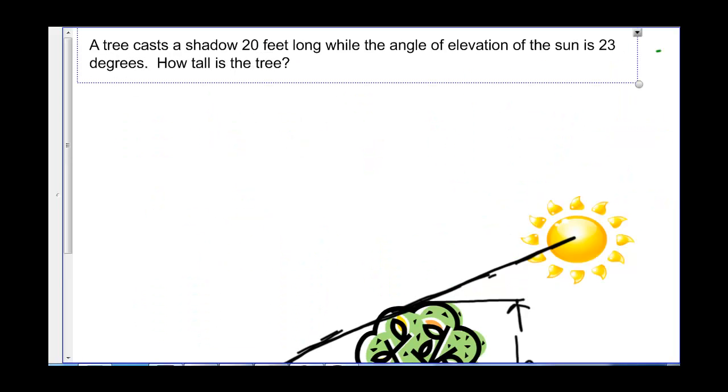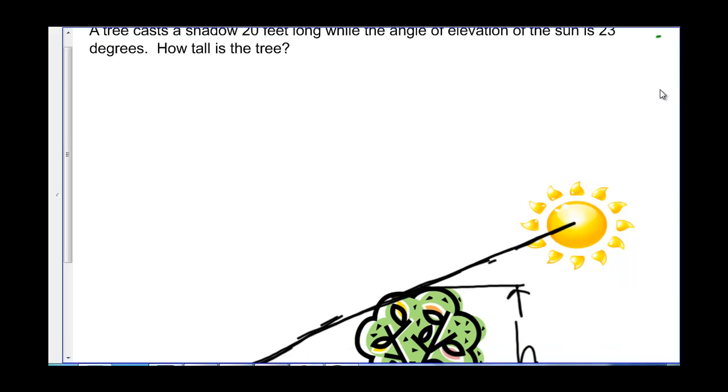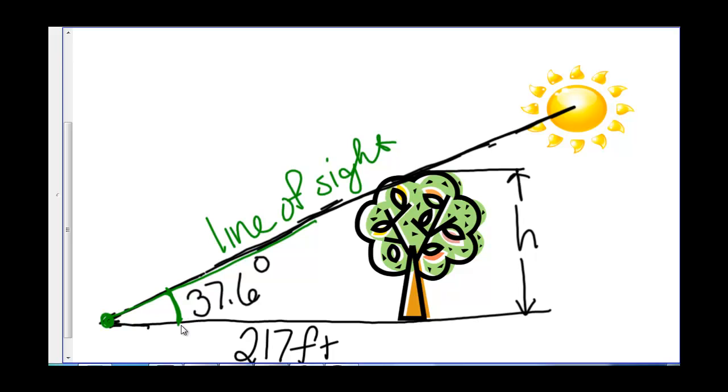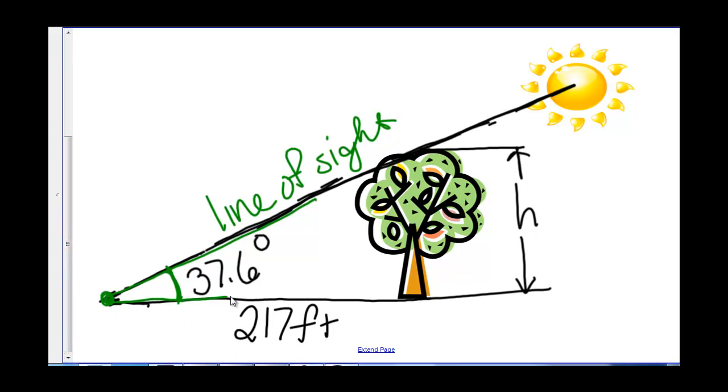In this example, we want to know if a tree casts a shadow that is 20 feet long, while the angle of elevation of the sun is 23 degrees, how tall is the tree? Well, first, what is the angle of elevation? This right here is an angle of elevation from a point. We're looking upward, our line of sight goes upward, so this is an angle of elevation. So our angle of elevation is 37.6 degrees. The distance to the tree is 217 feet, and we want to know the height of the tree.